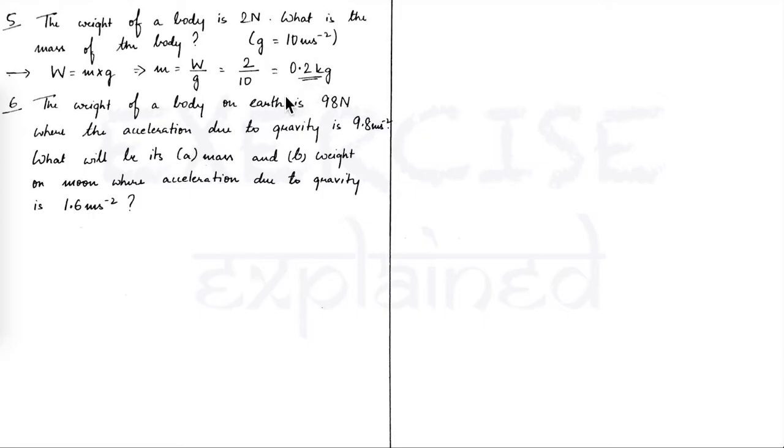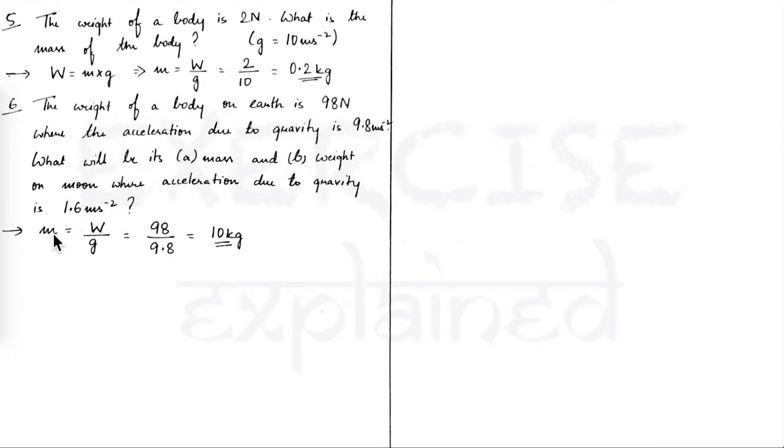Coming to the next question, that is question number 6, exercise 3E, ICSE 9th, laws of motion. The weight of a body on earth is 98 newtons. So W is given as 98, where the acceleration due to gravity is 9.8 meter per second square. So G value is given as 9.8 ms minus 2. What will be its mass? So we need to find the mass first. And then we need to find weight on moon, where acceleration due to gravity is 1.6 meter per second square.